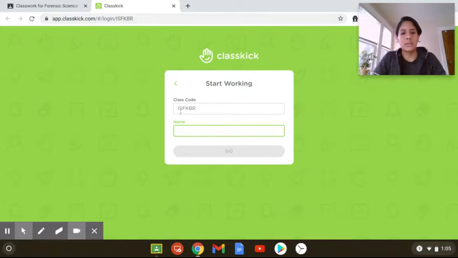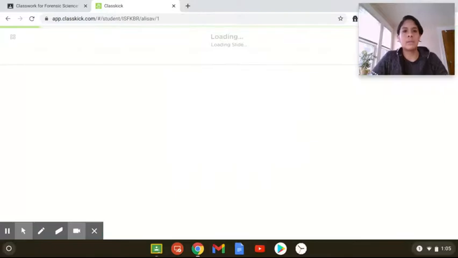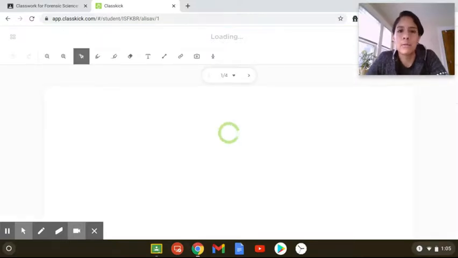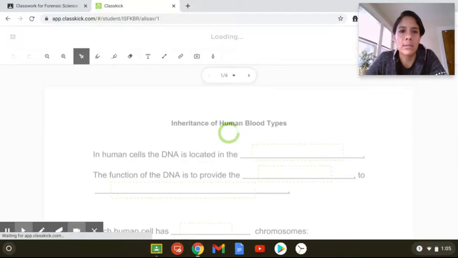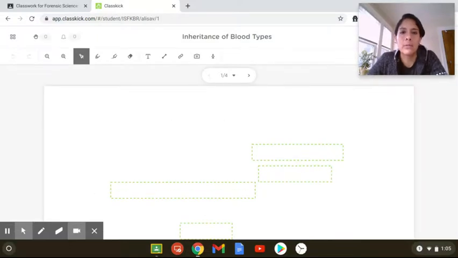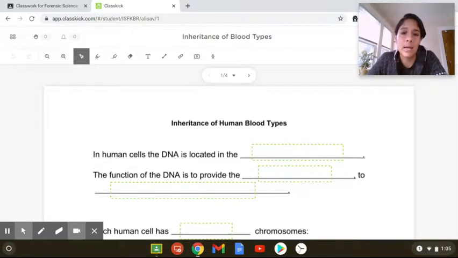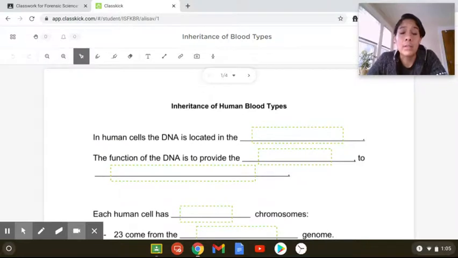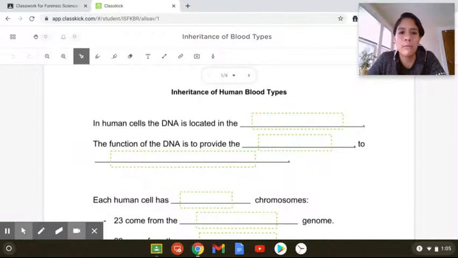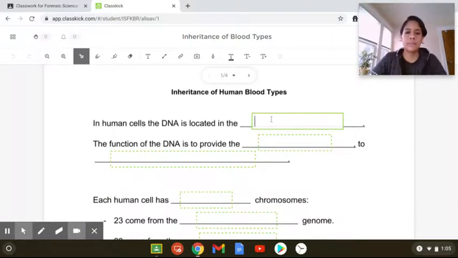Then you're going to want to type in your name and hit go. I'm going to fill in the first 2 slides of information, then we'll do a practice Punnett square problem, and then I'll show you how you can set up the last part. We went over all of this information in class, so I'm just going to fill it in. If you have questions, feel free to shoot me an email or text me.